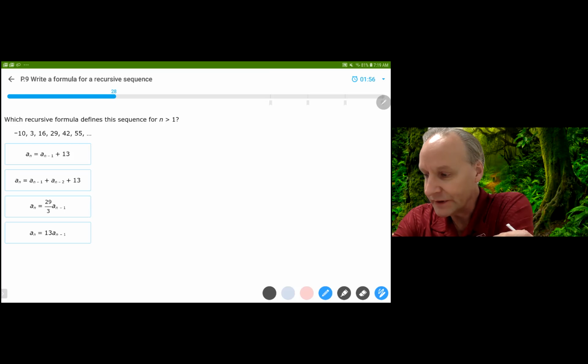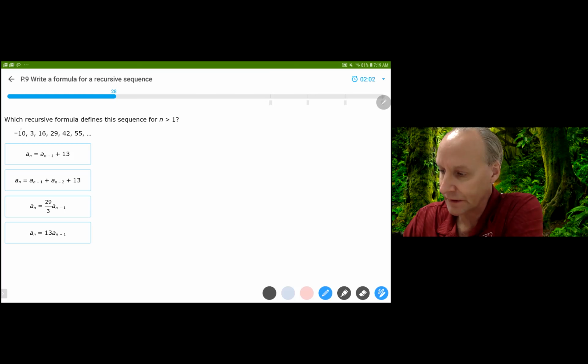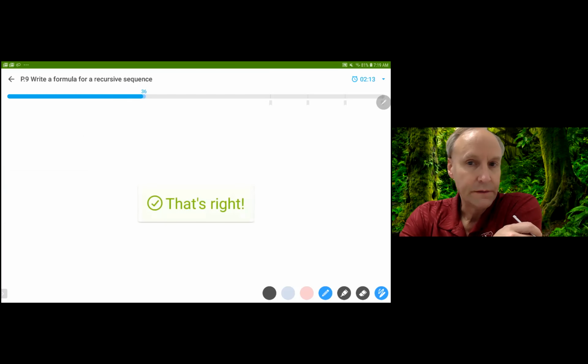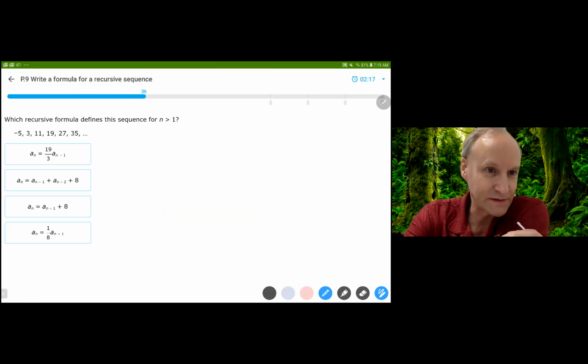Now this one's a little bit different. It looks like we added 13 this time. Even though we started at negative 10, we added 13, we added 13. You could probably see it better in that pair. We added 13 every time, so there it is. The arithmetic ones are pretty easy. It's when we have to do the multiplier that's a problem.